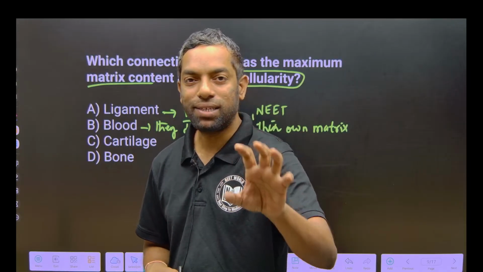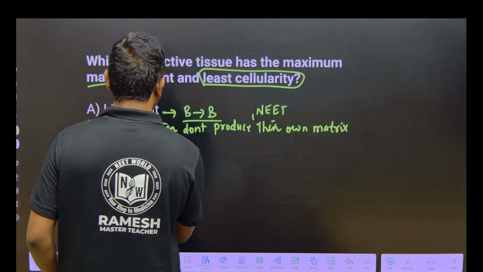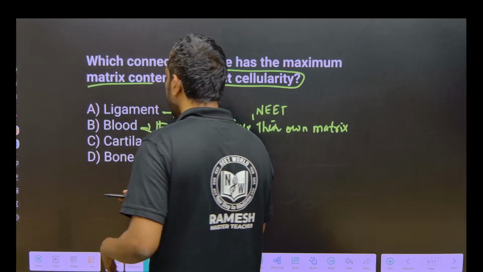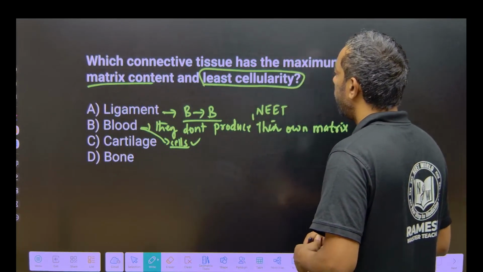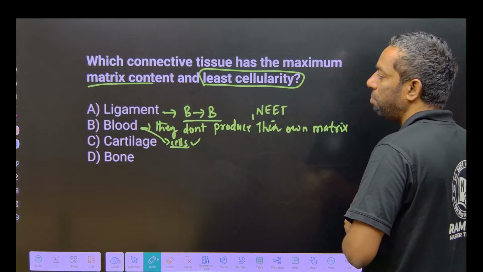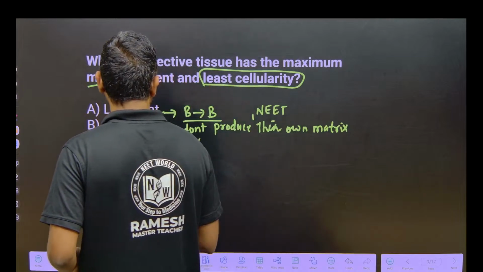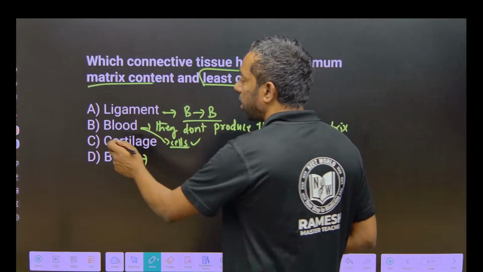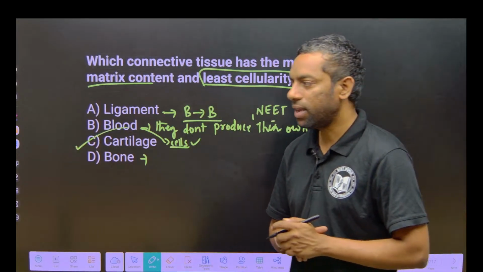The blood cells do not produce their own matrix. Ligament is mostly bone to bone and does not have much matrix. Bone also has very little matrix. Cartilage is the right answer here.